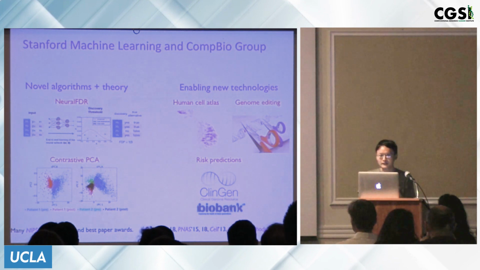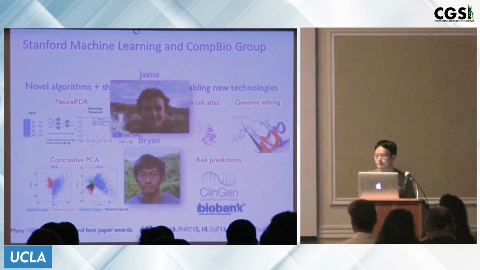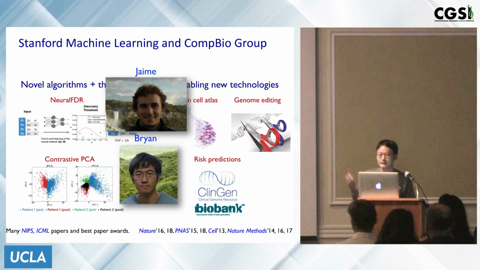And I have two students here, so I want to highlight them so you can go find them during the breaks. So Jaime is working on quite interesting problems of how do we combine statistical guarantees while still using powerful, for example, neural networks. He has a paper that just came out recently on giving provable false discovery rate controls, so provable FDR controls, while you're using arbitrary general neural networks. Very interesting results, so go talk to him if you're interested.